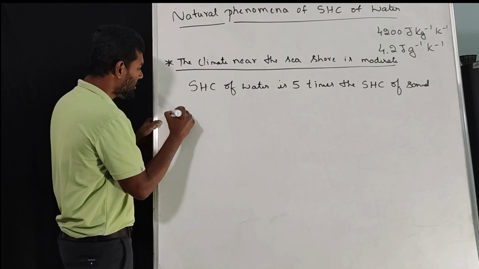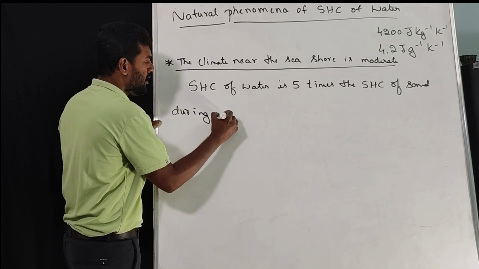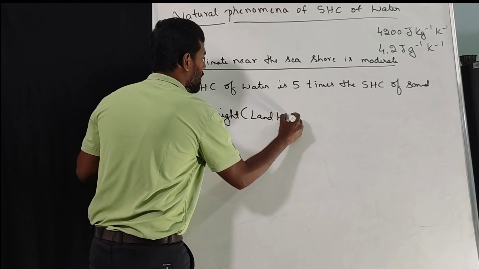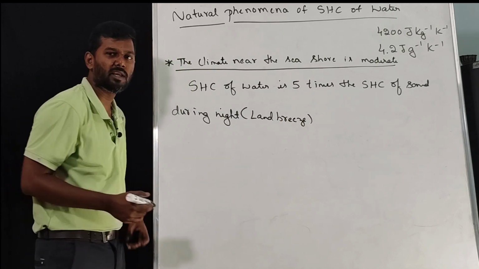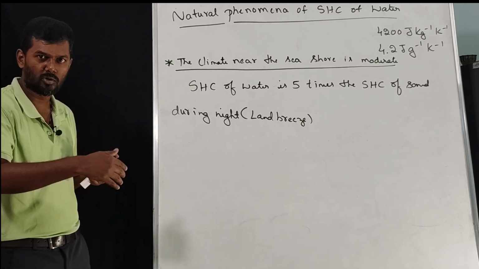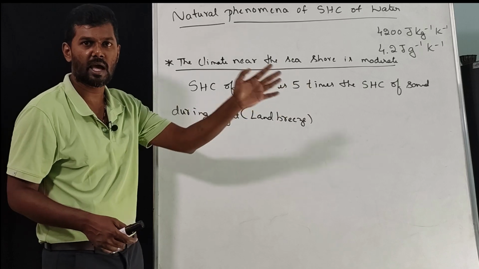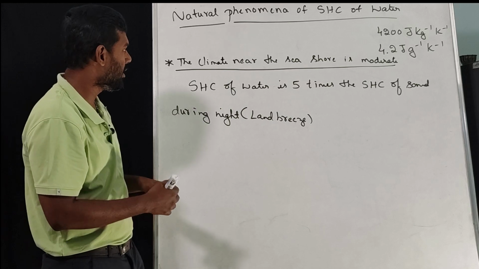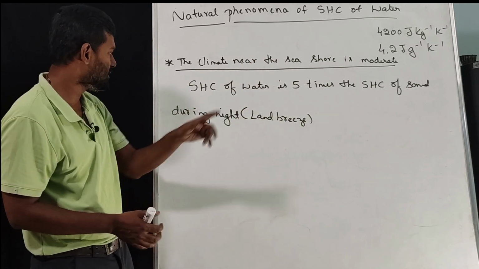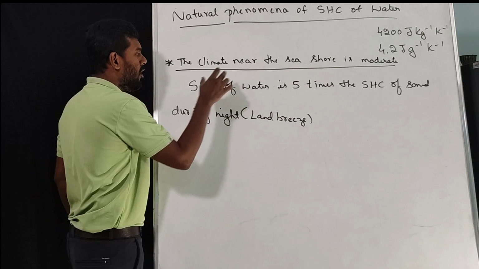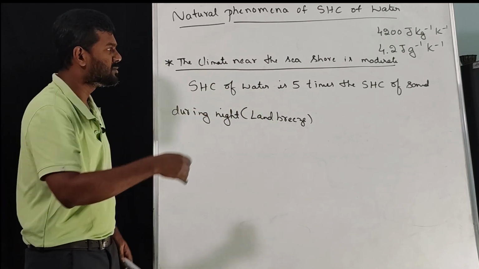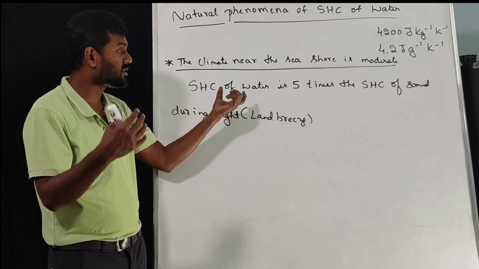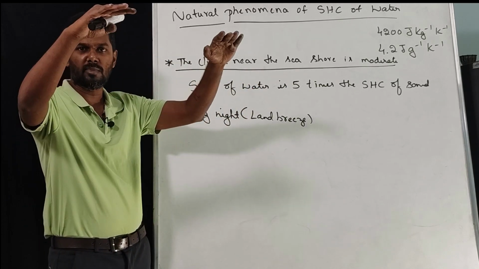So what happens during the night? During the night, it is a land breeze. What do you mean by land breeze? The air flows from land to seawater. This concept is completely based on water and sand during night. First, you need to know the specific heat capacity of water is 5 times that of sand, which means it requires 5 times the heat energy of sand to reach the same temperature.